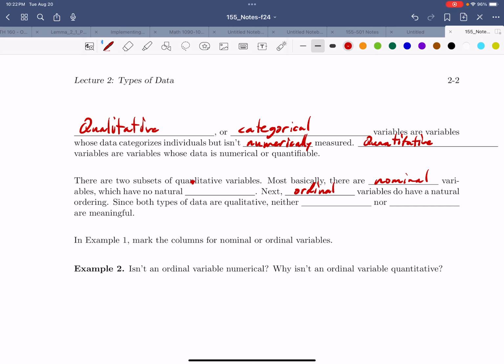Nominal variables are just names, usually. They have no natural ordering. They're just labels. Ordinal variables do have a natural ordering. Since they're both qualitative, when we're comparing things, we typically look at their differences, and neither differences nor ratios are meaningful.